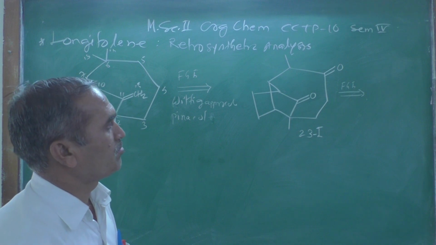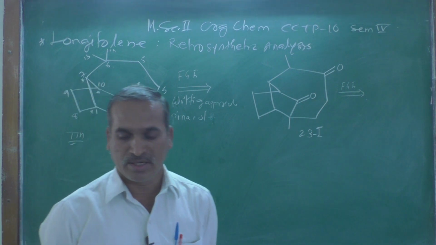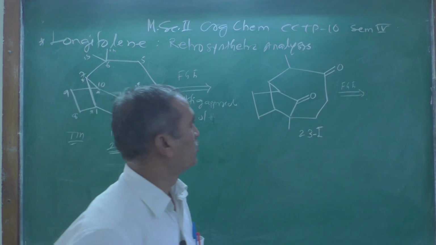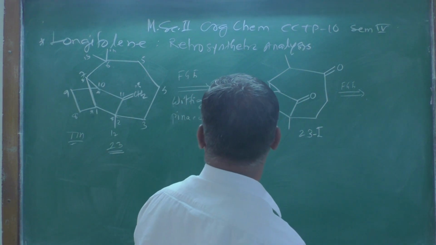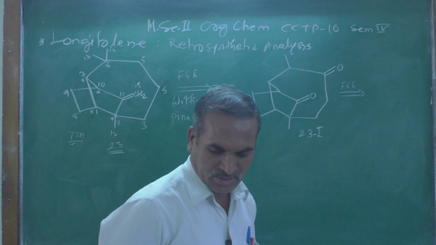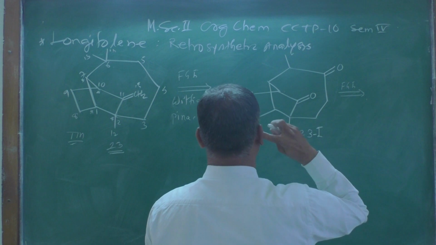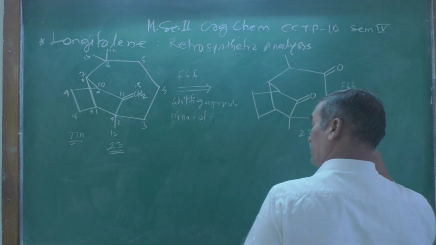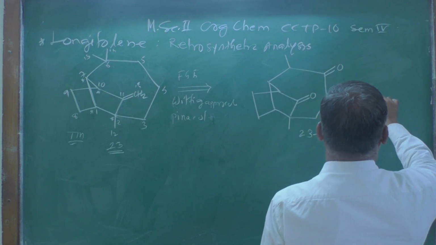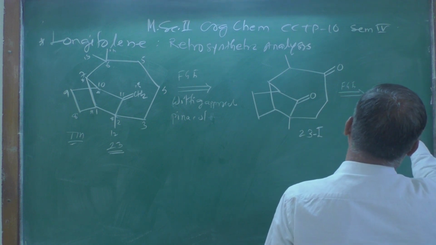Functional group interconversion means one functional group is converted into another, so that disconnection becomes possible. Here we can use one approach: this bond is broken over here, so the tricyclic is converted into a bicyclic, and you get this type of structure.